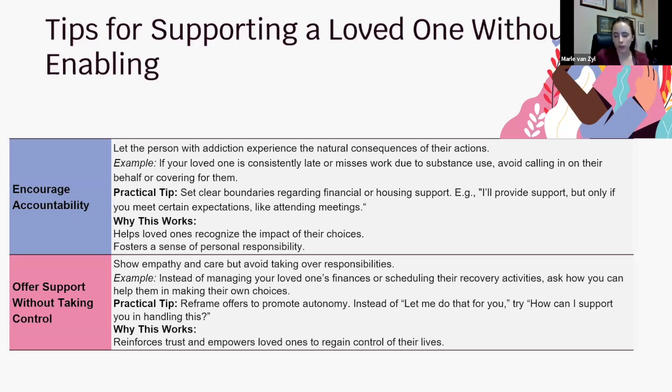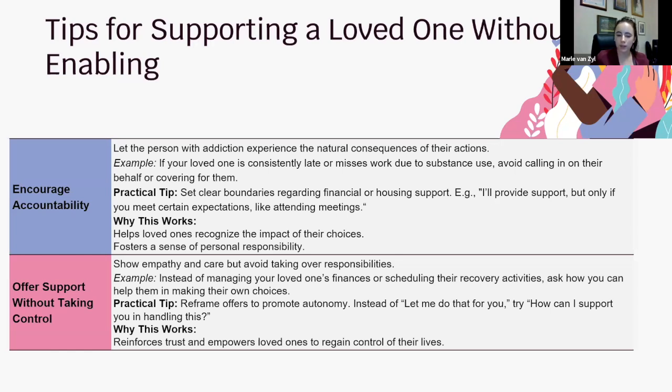He can't come into work. He's really, really sick. If you think about it, it's not your responsibility to phone his boss to make sure that he doesn't get into trouble. So a practical tip is to set clear boundaries regarding financial or housing support. For example, I'll provide support, but only if you meet certain expectations like attend meetings.